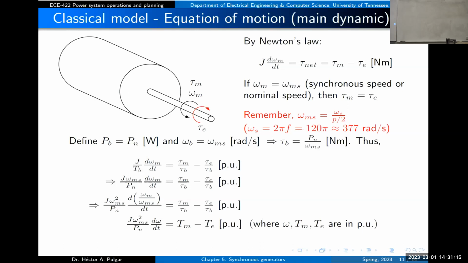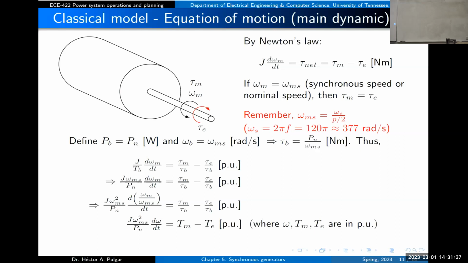So on this side of the equation will be J times dω/dt, and these are mechanical torque and electrical torque, divided by the base torque. This right here is nothing else than the torque in per unit. We're done with the right side of the equation. What we need to do is see what happened on this side.